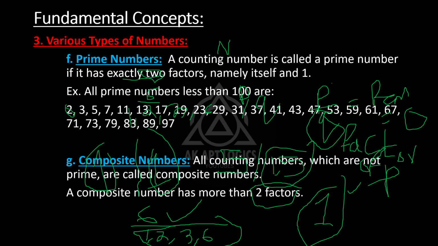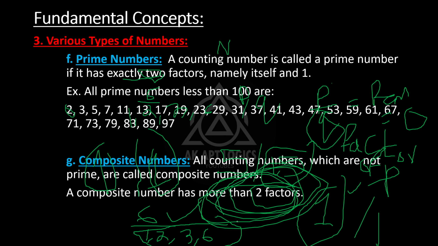So one is not prime and not composite either. It's neither prime nor composite. For a prime number, it should have exactly two factors, not less than two, not more than two, right? But one has only one factor, that is one itself. When coming to a composite number, the rule is it should have more than two factors, not less than two, not equal to two. But one has only one factor, that is one itself.